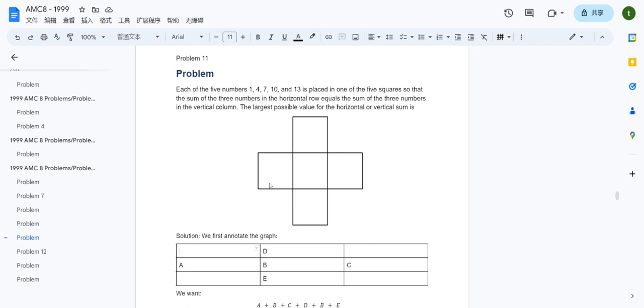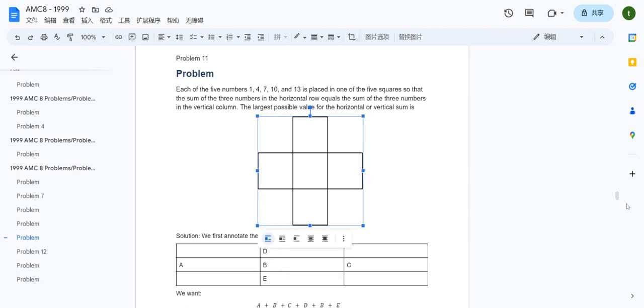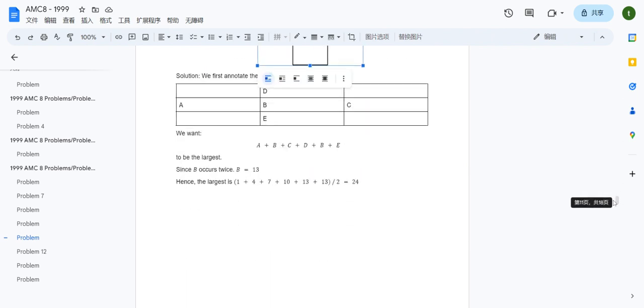We first annotate the graph. A is this one. D is going to be this one. B is going to be this one. E is going to be this one. C is going to be this grid. So in this case, it will be like this. We want A plus B plus C plus D plus B plus C to be the largest. We see that since B occurs twice, B is equal to 13.